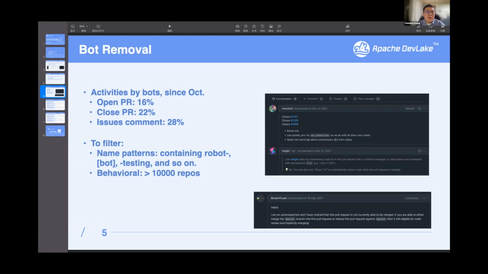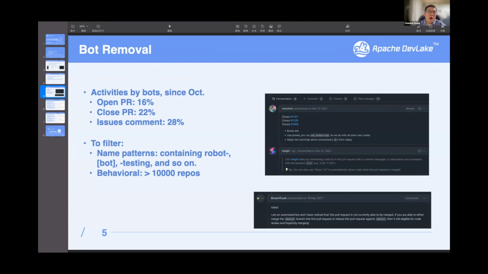The important thing is that there is no rule of name patterns or tags that is exhaustive enough to exclude all those robots. Exceptions abound. Some just prefer realistic names and no tags attached. Meet Mr. Brown Truck, this one here at the bottom. We can only tell that it is a robot by what he says. He said, hello, I am an automated bot and blah, blah, blah. But if you don't see this message, there's no way to tell.